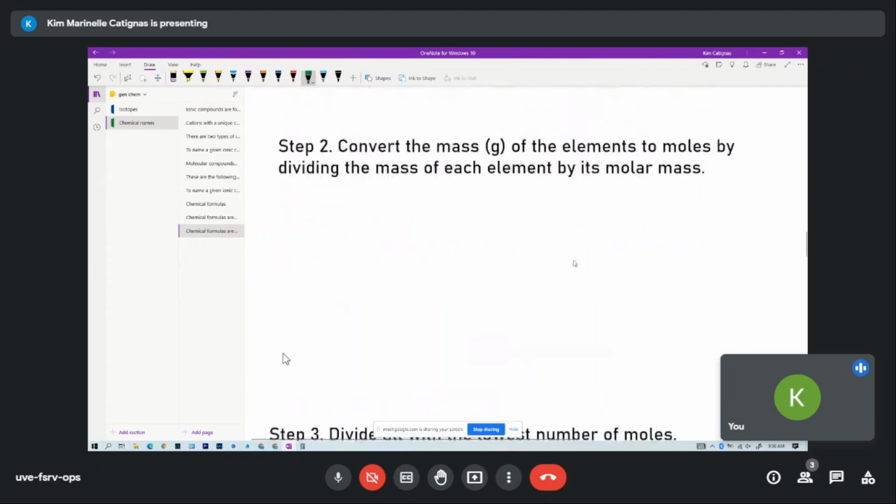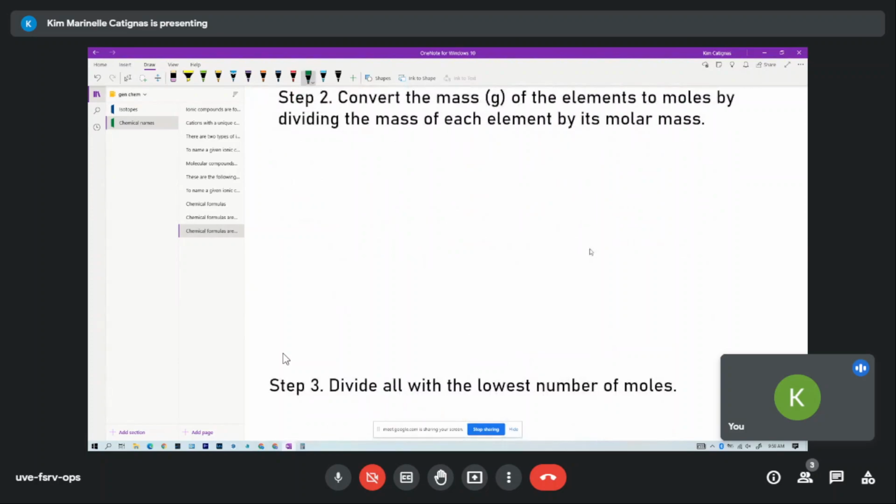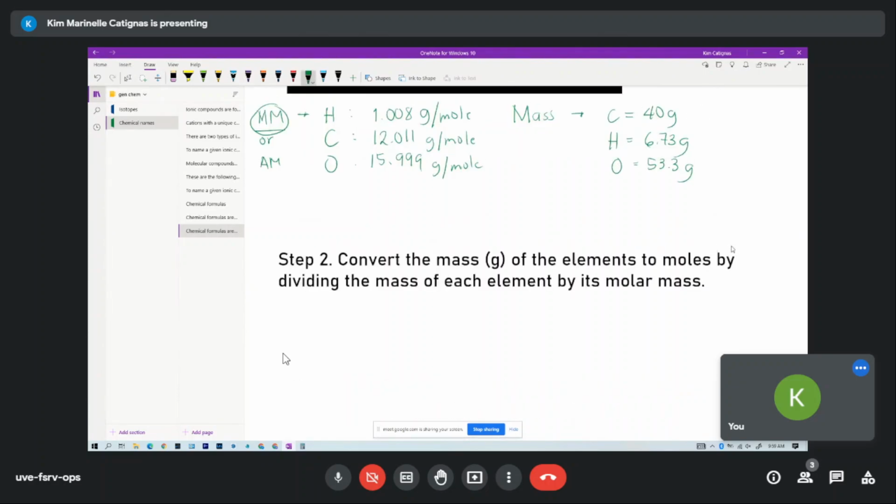Okay, so for step 2, we have to convert the mass of the elements to moles by dividing the mass of each element by its molar mass. So, given na meron na tayong mass ng bawat element, i-divide na natin siya dun sa mga molar masses nila. So, for example, we want to find the mole of carbon.